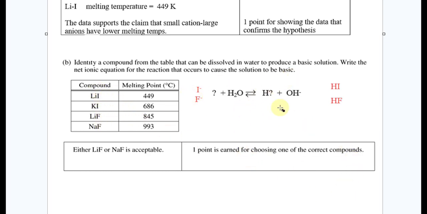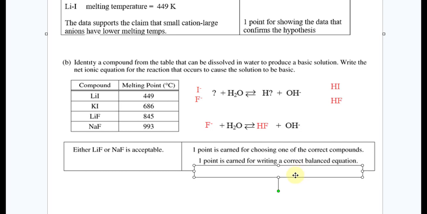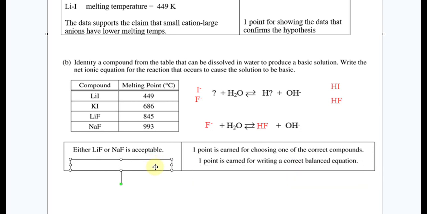Now, we know it's going to be fluoride. And a net ionic reaction would be that fluoride reacting with water. The fluoride sticks to this H and gives us HF. This is a molecular substance that's going to stick together. And this is OH minus, our base. And then we get 1 point for that balanced reaction.